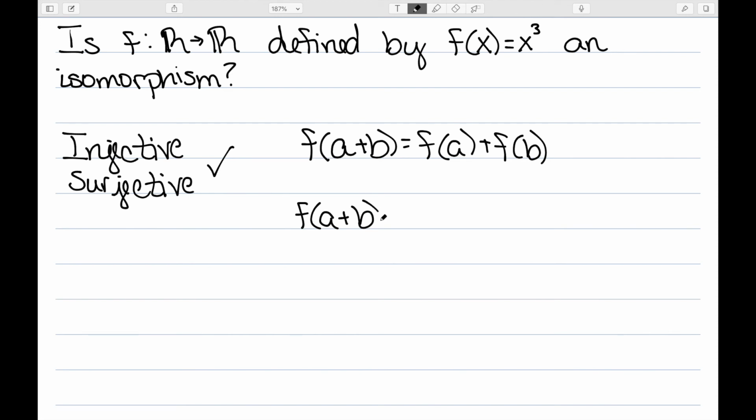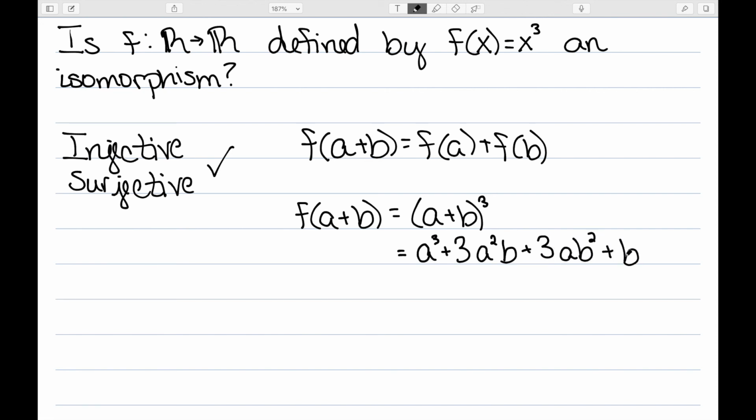Well, f of a plus b, this is a plus b cubed, which if you work that out, that would be a cubed plus 3a squared b plus 3ab squared plus b cubed. On the other hand, f of a plus f of b, f of a would be a cubed, f of b would be b cubed. And these are not equal, so this is not an isomorphism.